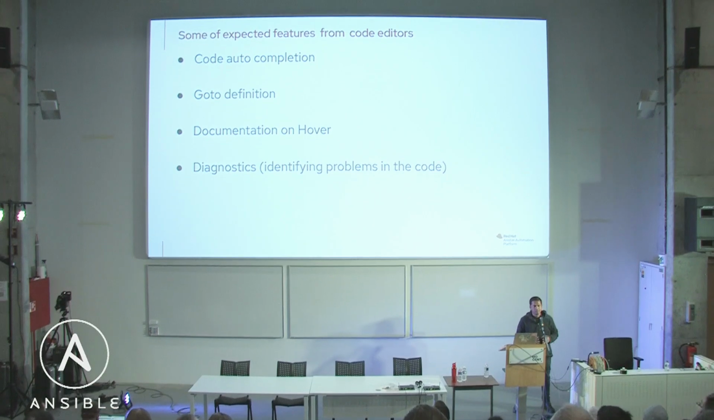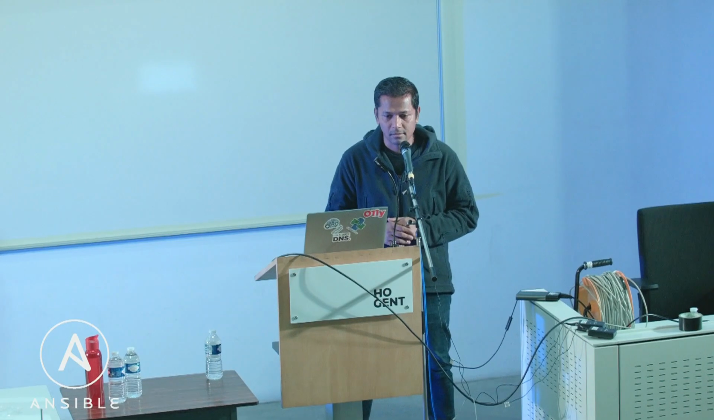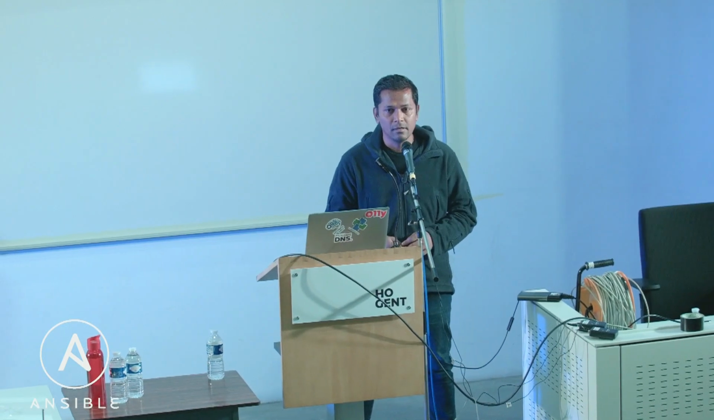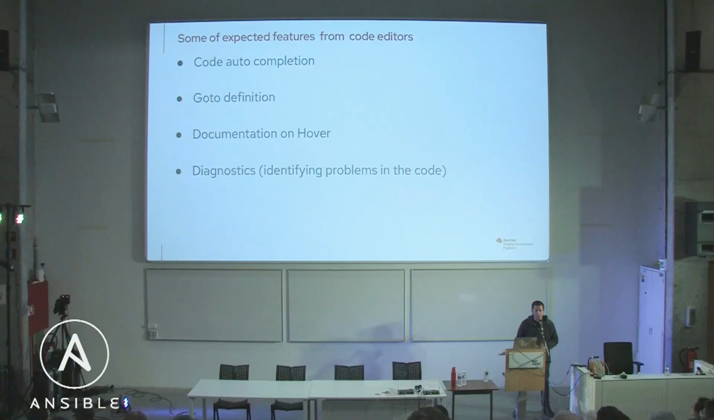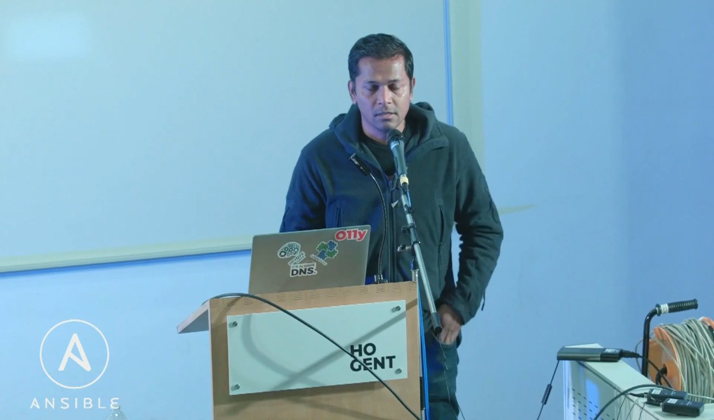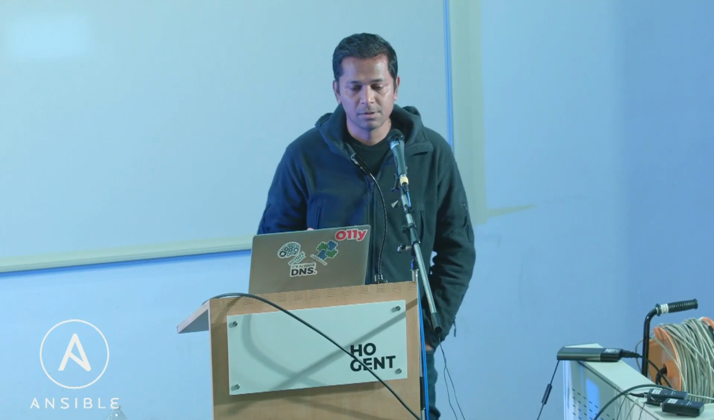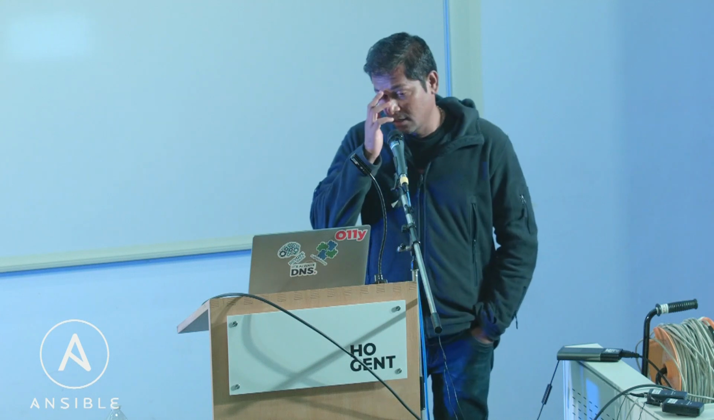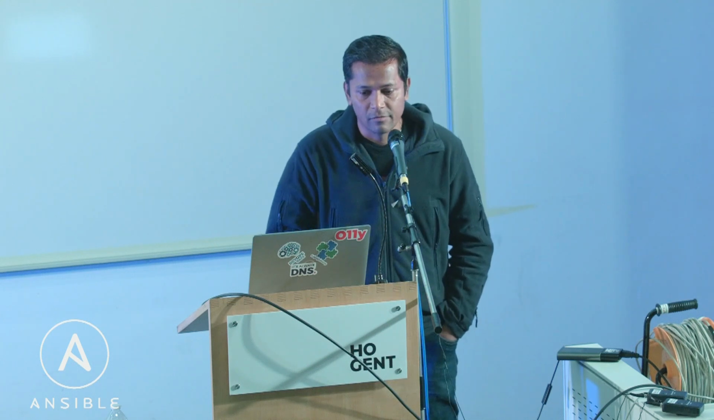So what are the features traditionally you look for in editors? They are code auto-completion. So basically when you start typing in your editor, it should auto-complete with all the possible inline suggestions. Then go to definition. If you do a right click and want to see where this particular function is defined or what the documentation is for this particular API, that's the go-to definition. Then if you hover on a particular keyword, if you want to see the short description of what is being defined, you can use the documentation on hover functionality.